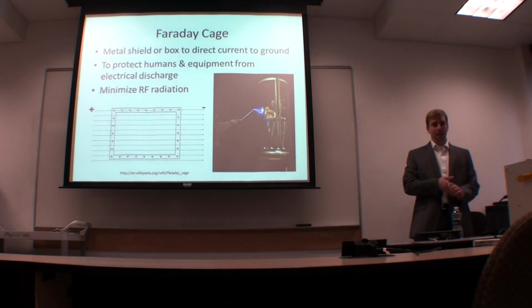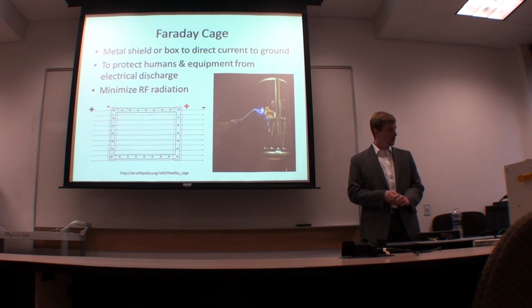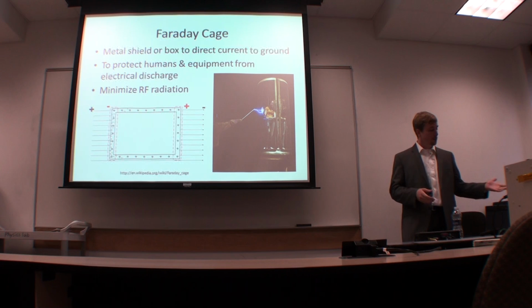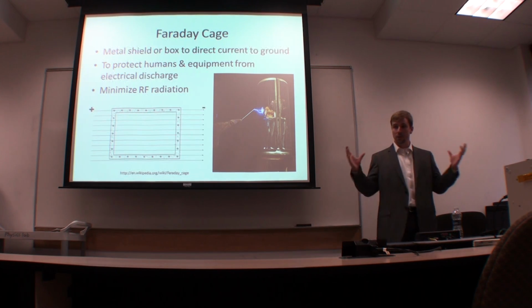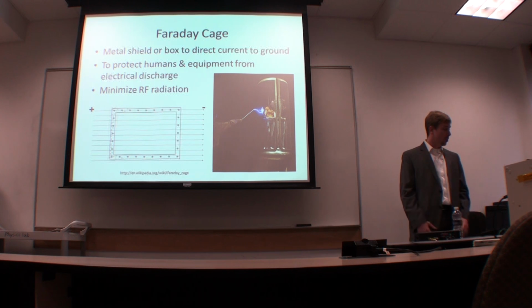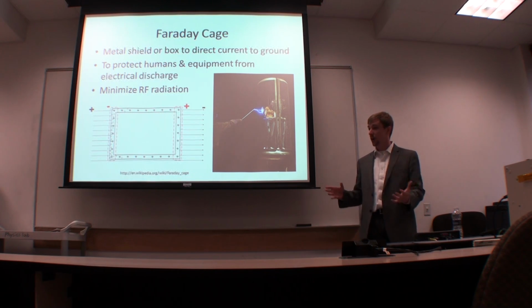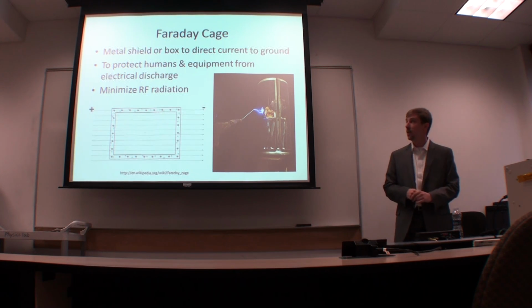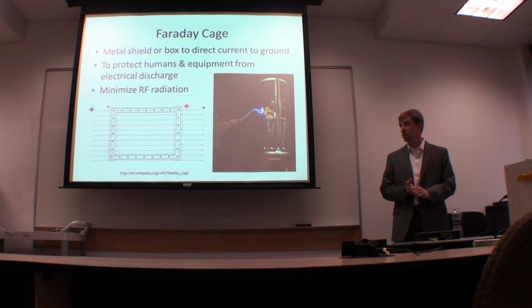So back to the Faraday cage, which I talked about a little bit, because we're going to build a Faraday cage for our Tesla coil. And instead of being on the outside, we're going to put our Faraday cage on the inside, because we don't want the room to be struck with discharge. Essentially a Faraday cage is a metal shield or box that is directing current to ground, or at least around the items that are inside the box. And we're doing this to protect humans and also equipment from electrical discharge.